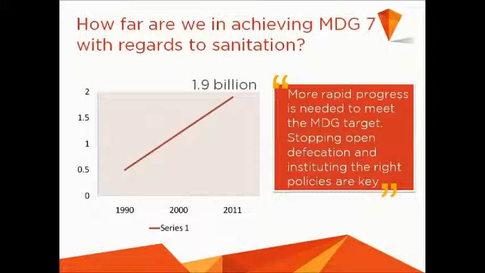Despite these accomplishments, they say that we need more rapid progress to meet this target, especially with regards to stopping open defecation and instituting the right policies. They say these two are really key. So in terms of the sanitation target, the world is falling far short.